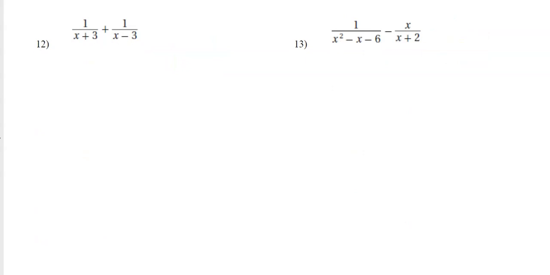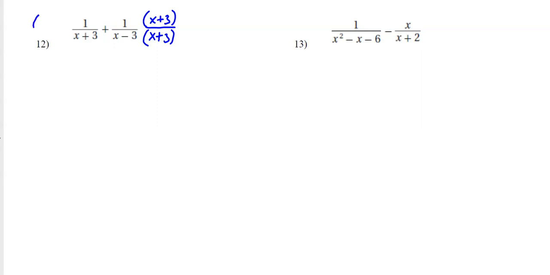All right, now we get into a couple harder ones. The harder ones, these do not have matching denominators. So since one side has an x plus 3, the other side has an x minus 3, I'm going to multiply this side by that x plus 3 over itself.